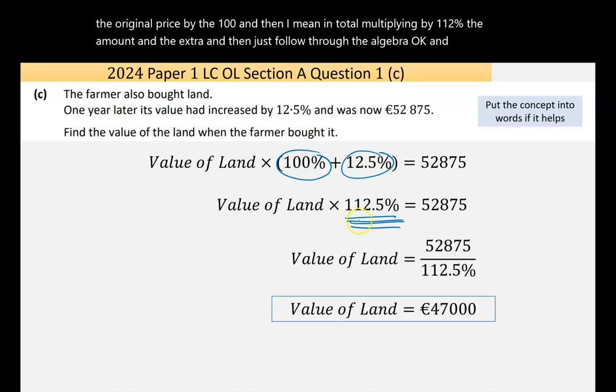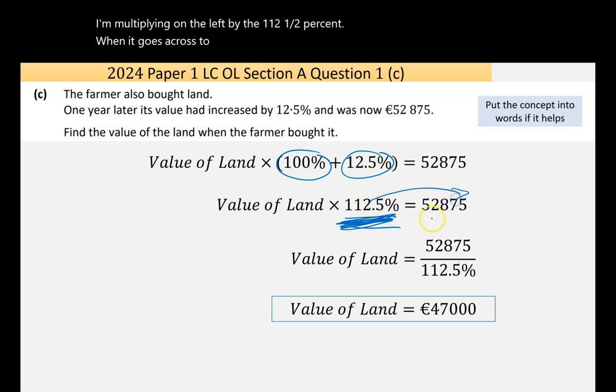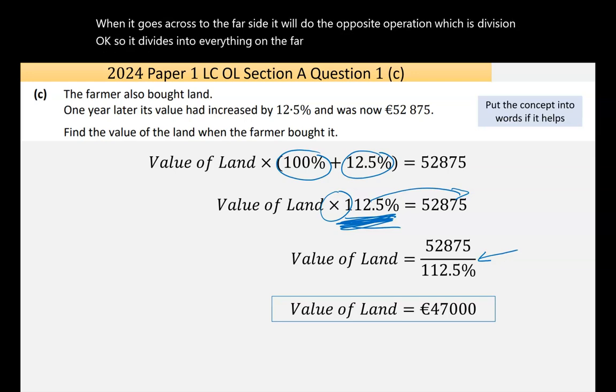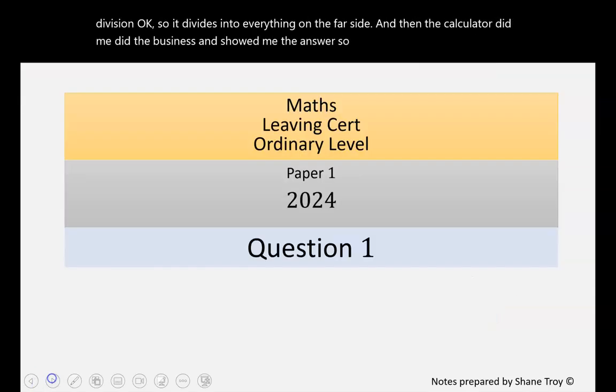Okay, in this one here, I'm multiplying on the left by the 112.5%. When it goes across to the far side, it'll do the opposite operation, which is division. So it divides into everything on the far side, and then the calculator did the business and showed me the answer. So I think that's the end of question 1.